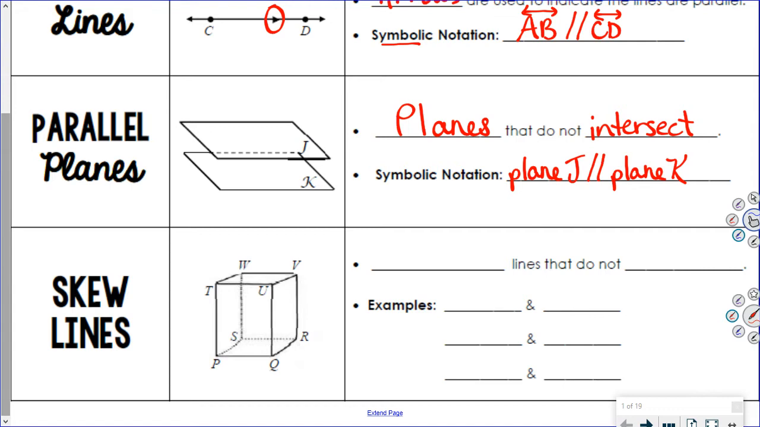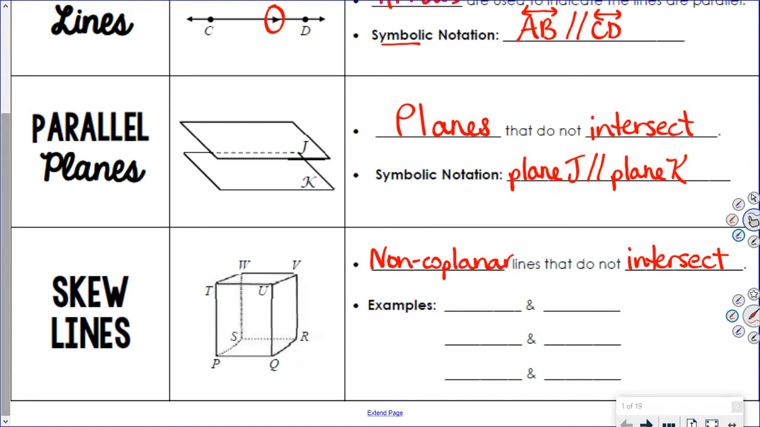Now, a skew line. These are ones that I'm going to guess you probably are not super familiar with. So the skew lines, they're also lines that do not intersect. So they have that in common with parallel. However, the difference is parallel lines are coplanar, whereas skew lines are non-coplanar.